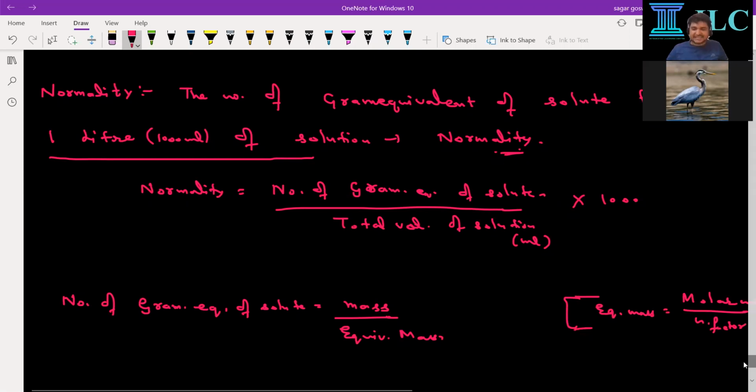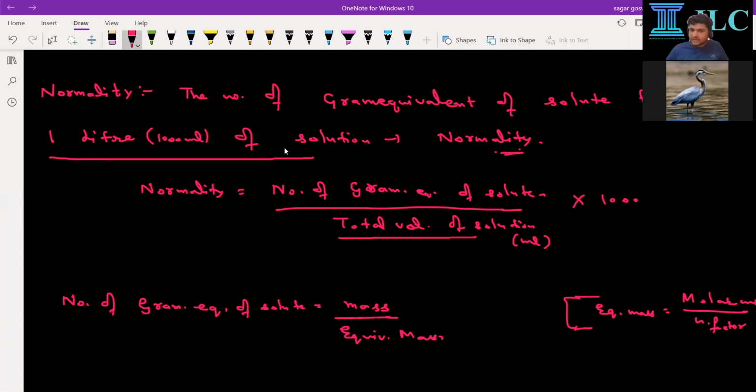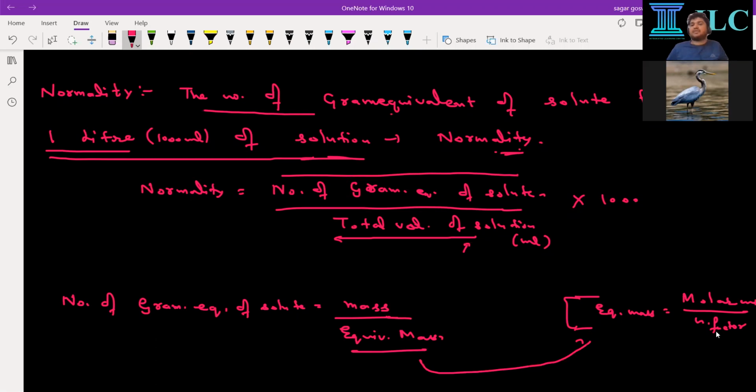Normality is a difficult topic. The number of gram equivalent of solute present in 1 liter of solution means you have to take the total volume of solution in the denominator. 1 liter is just the standard one, so whatever amount of volume is given, you have to write in the denominator. In the numerator you write the gram equivalent of solute, which means given mass upon equivalent mass. And equivalent mass you can find out as molar mass upon n factor. Just three things are interrelated with each other.